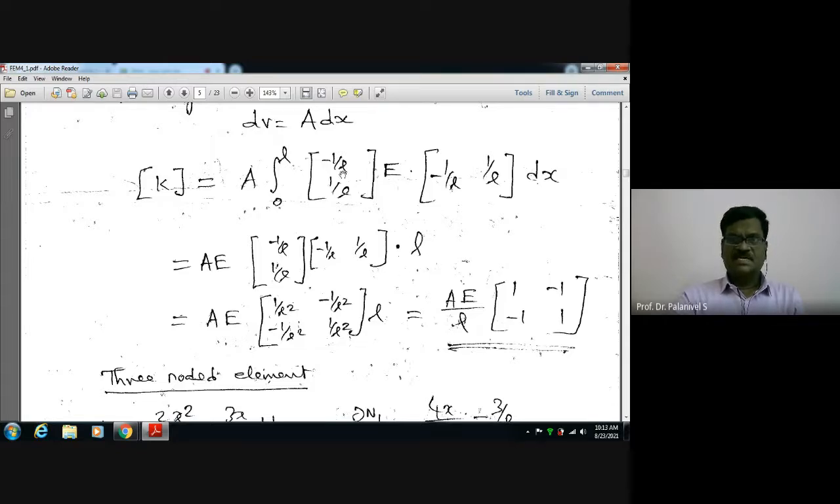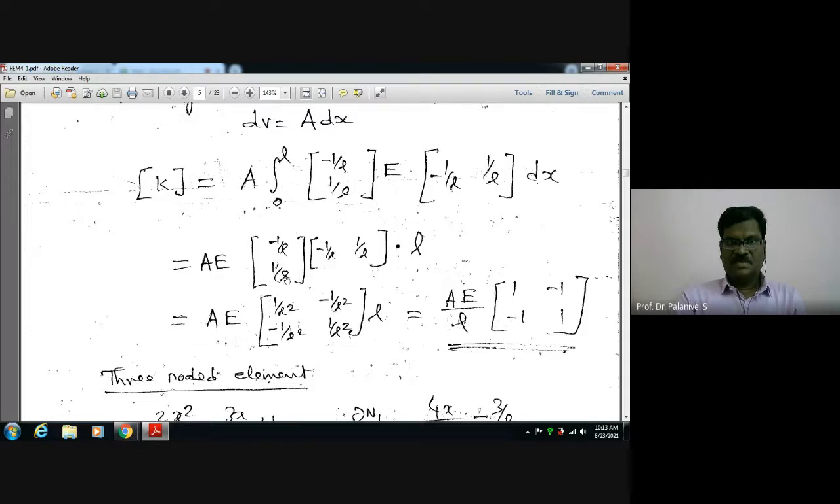All of these are constants, you are just multiplying. If you integrate dx, you get x; substituting upper limit minus lower limit, so L alone is there. Now multiply these two matrices. Minus 1 by L into minus 1 by L, so plus 1 by L square. Again minus 1 by L into 1 by L, so minus 1 by L square.